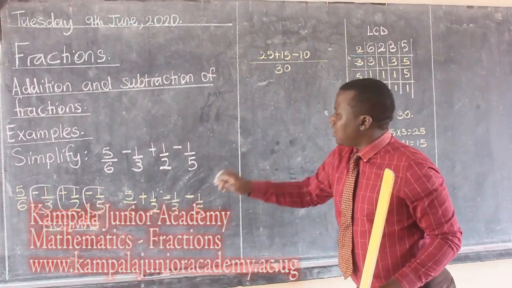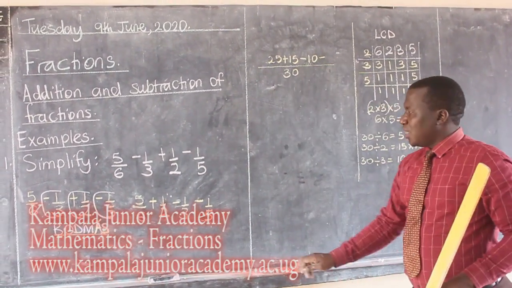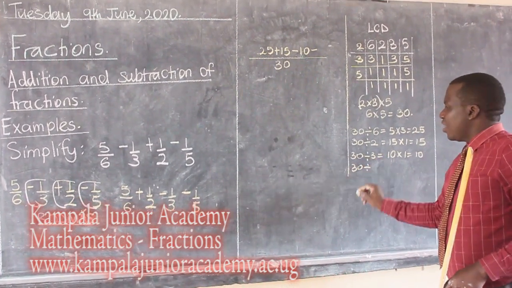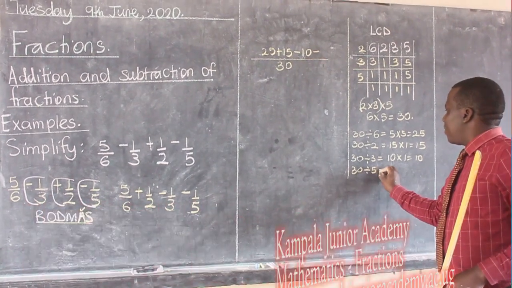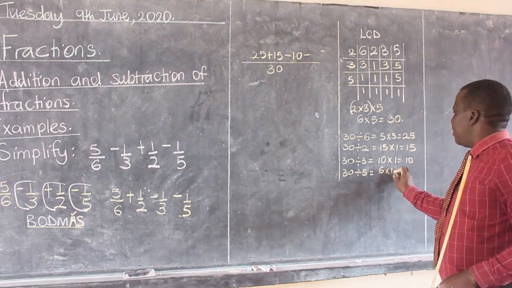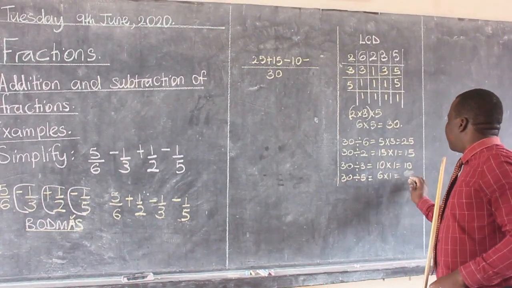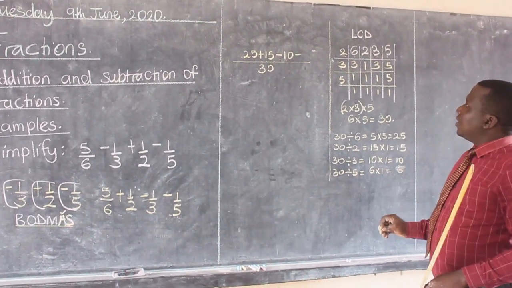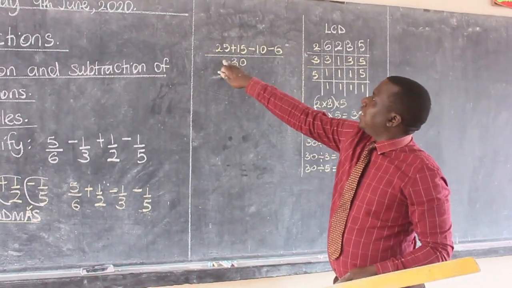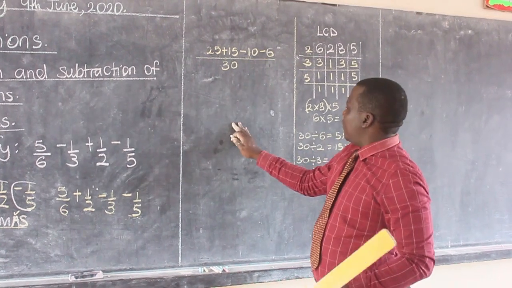Then again you bring this subtraction sign. Now we are on the last fraction. 30 divided by 5, you get 6 times the numerator 1, which is 6. So we bring your 6 here. So now you can see, we are almost finishing.